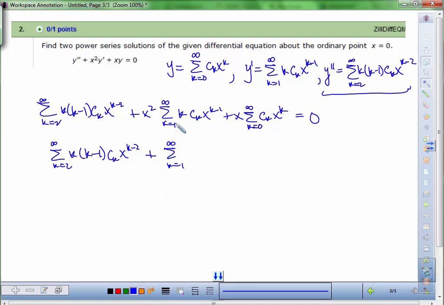the sum k ck x to the, now if I'm going to multiply each term by x squared, my power for x is going to go up by 2. So what's my power for x here? K plus 1. Plus the sum k goes from 0 to infinity of ck. This is also going to be k plus 1.